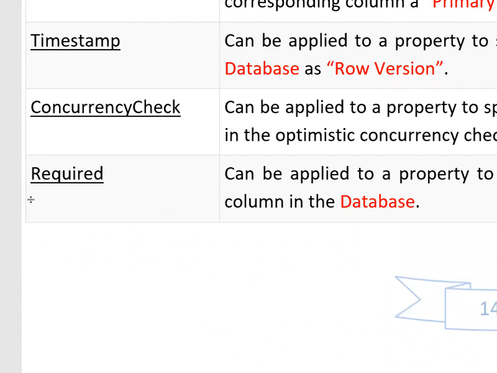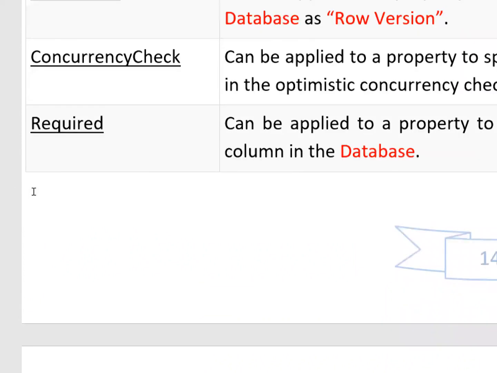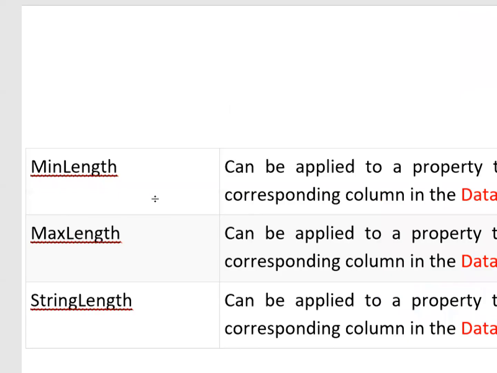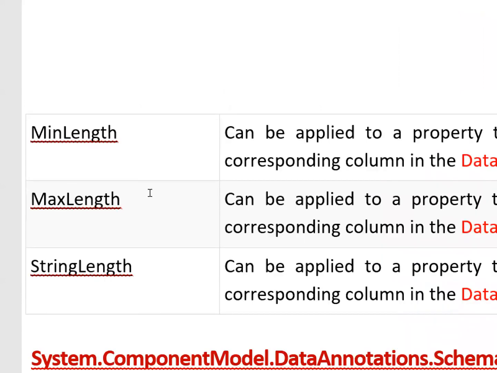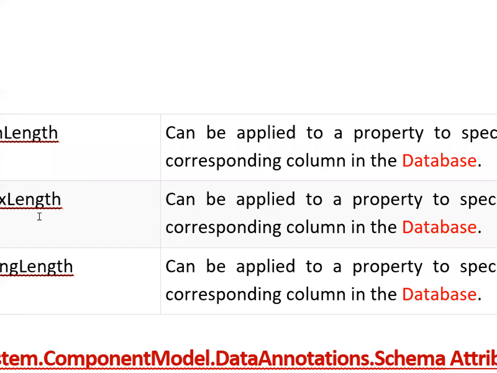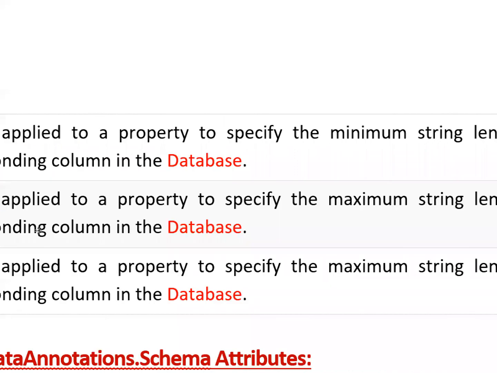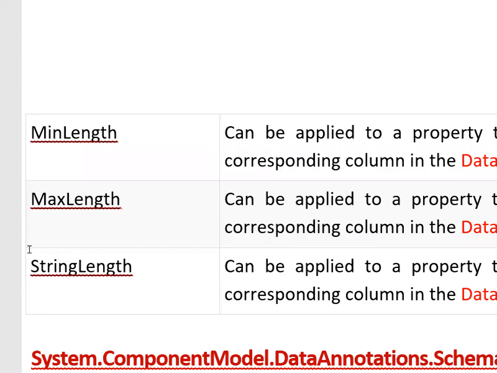Next, min length. You can tell the minimum length here for varchar columns and all. Min length can be applied to a property to specify the minimum length allowed in the corresponding column in the database. Same way, max length. Same way we have string length also. We have minimum length, maximum length, and string length. You can apply all these things.